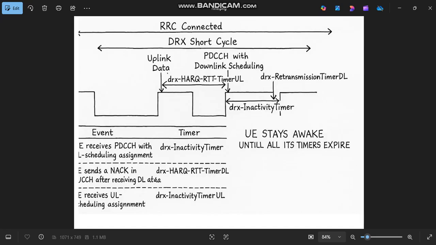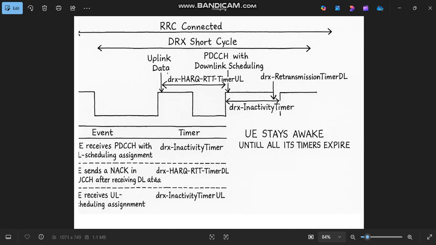So DRX HARQ RTT timer downlink is also scheduled in order to give the base station time to think what went wrong, and then UV will receive an uplink scheduling assignment. At the same time, DRX inactivity timer uplink is also scheduled. So all these processes are happening parallelly itself.